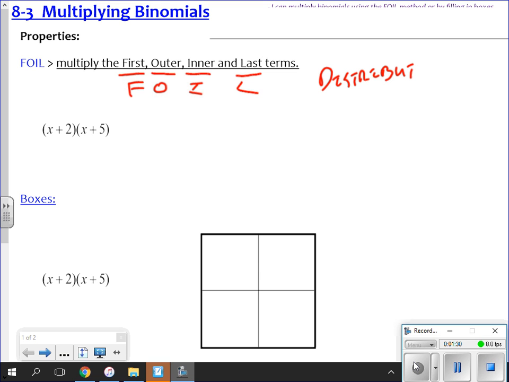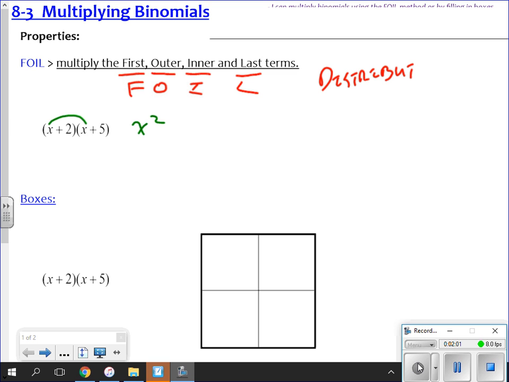So, when you're foiling, the directions will say distribute on your classwork, but what they really mean is FOIL. And FOIL is actually really easy to do. First terms. What that means is you're going to take the first term in each binomial, those two, and multiply them together. So I have x times x, gives me x squared.